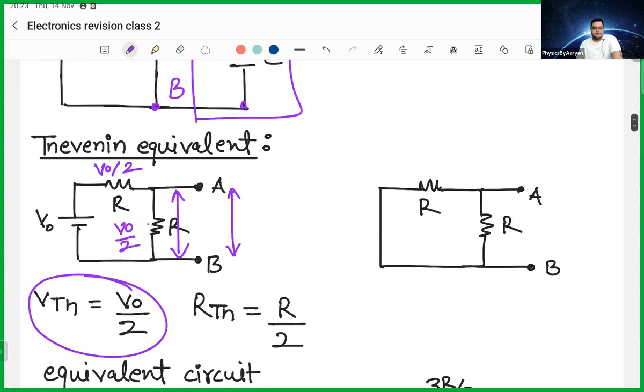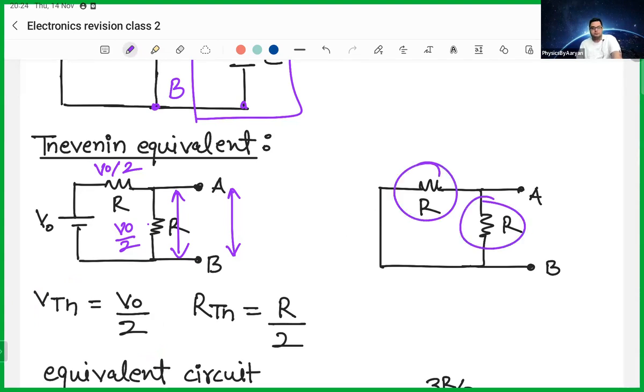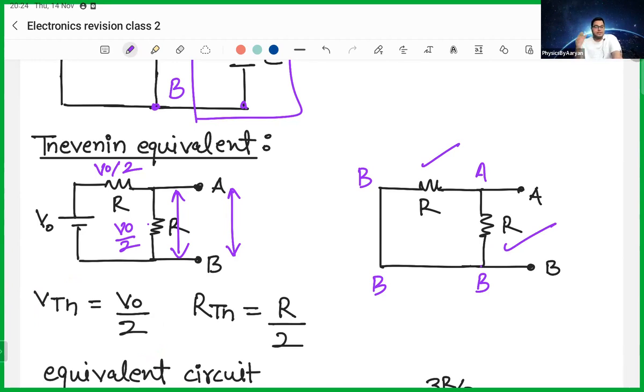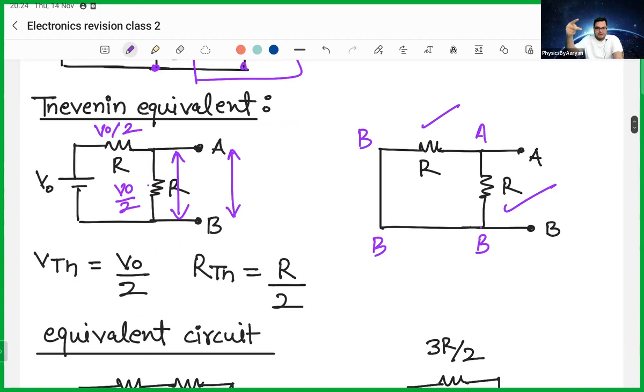Second part, what is my Thevenin resistance? In order to find Thevenin resistance, yesterday I taught you, you make the battery a short circuit. So you convert your battery into a wire. Then this and this are parallel to each other. Why? If this is A, this is A. If this is B, this is B. This is also B, and this is also B, because all of them are connected by the wire. So this resistor is connected between AB, and this one is also connected between AB. Yesterday we did the same thing. So what is the equivalent resistance? When R and R are parallel, the resistance becomes R by 2. So my Thevenin resistance is R by 2.